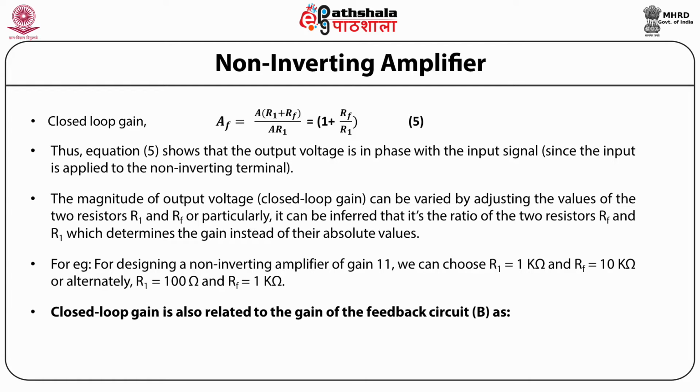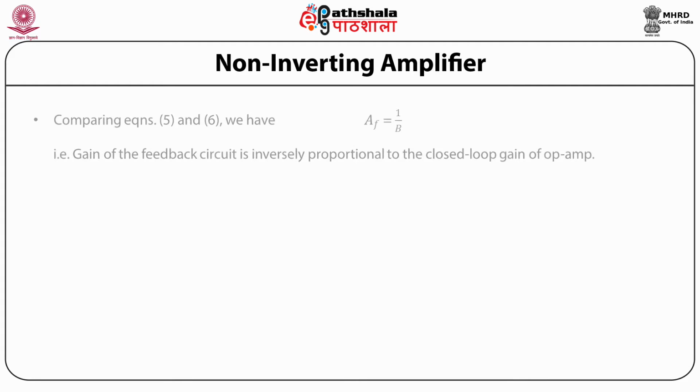Closed loop gain is also related to the gain of the feedback circuit B, as the gain of the feedback circuit B equals Vf by V0, which equals R1 by (R1 plus Rf). Now comparing equations 5 and 6, we have the closed loop voltage gain AF equals 1 by B. That is, the gain of the feedback circuit is inversely proportional to the closed loop gain of the op-amp.